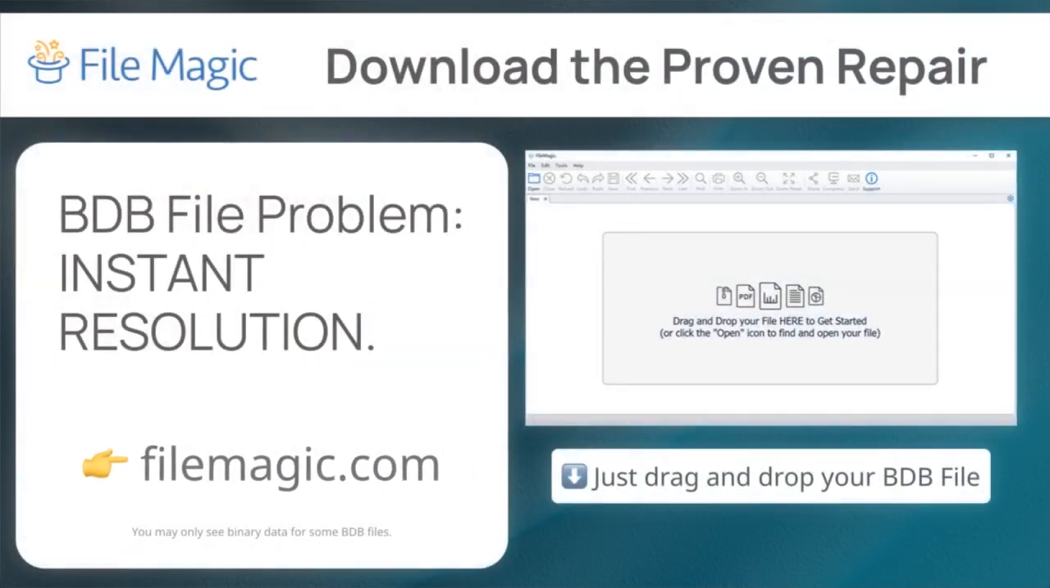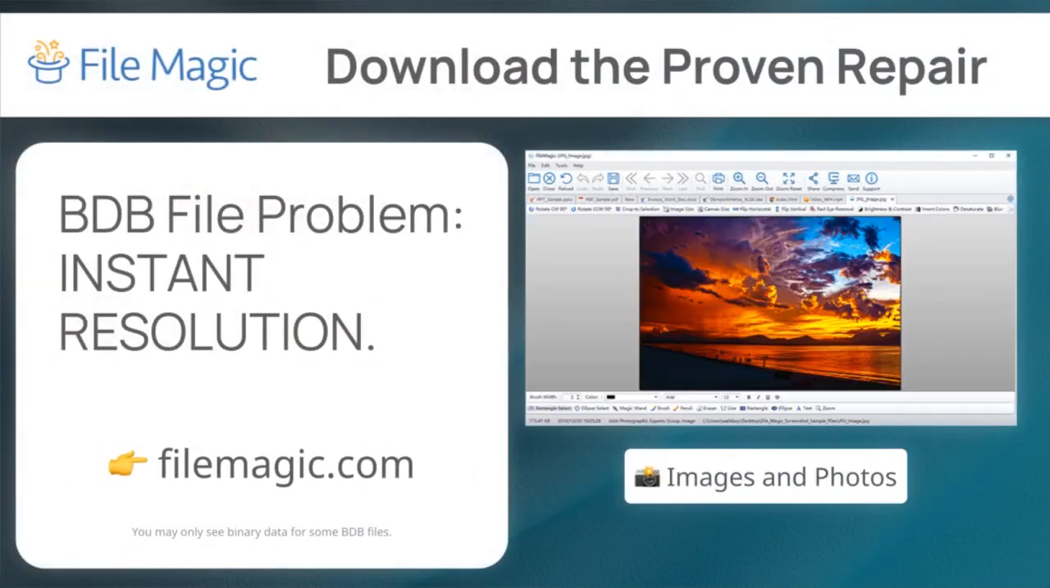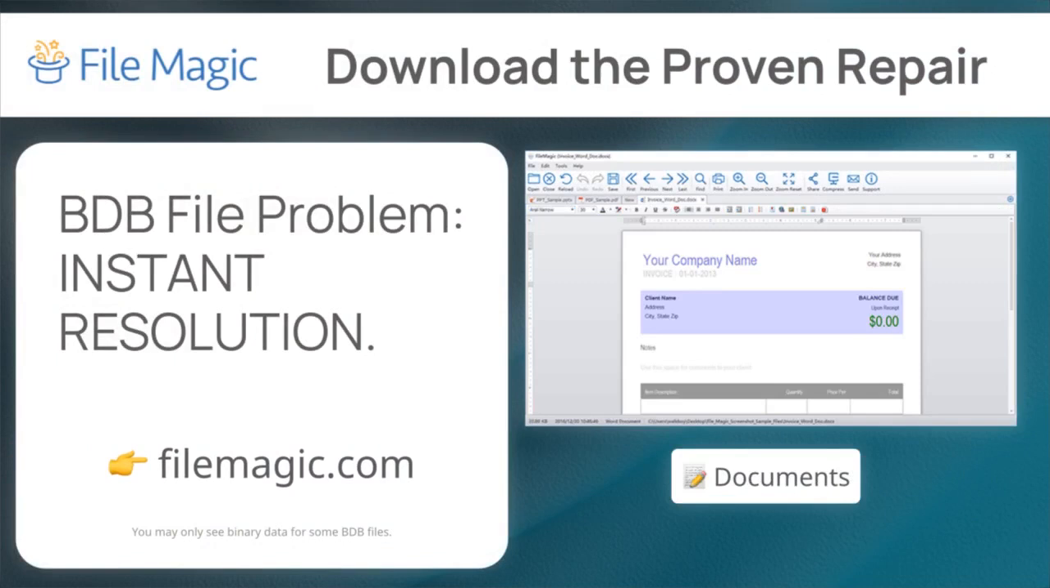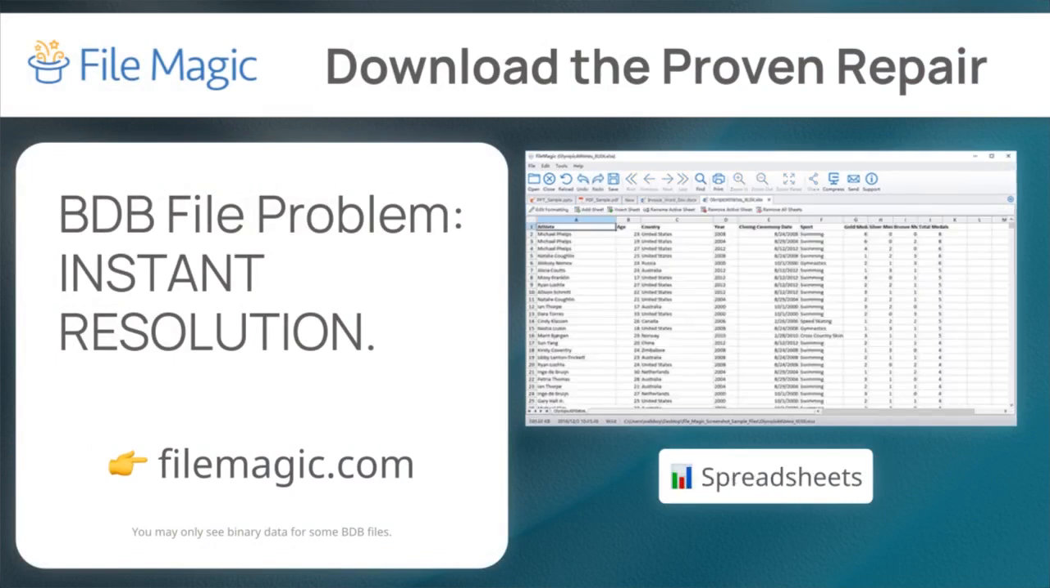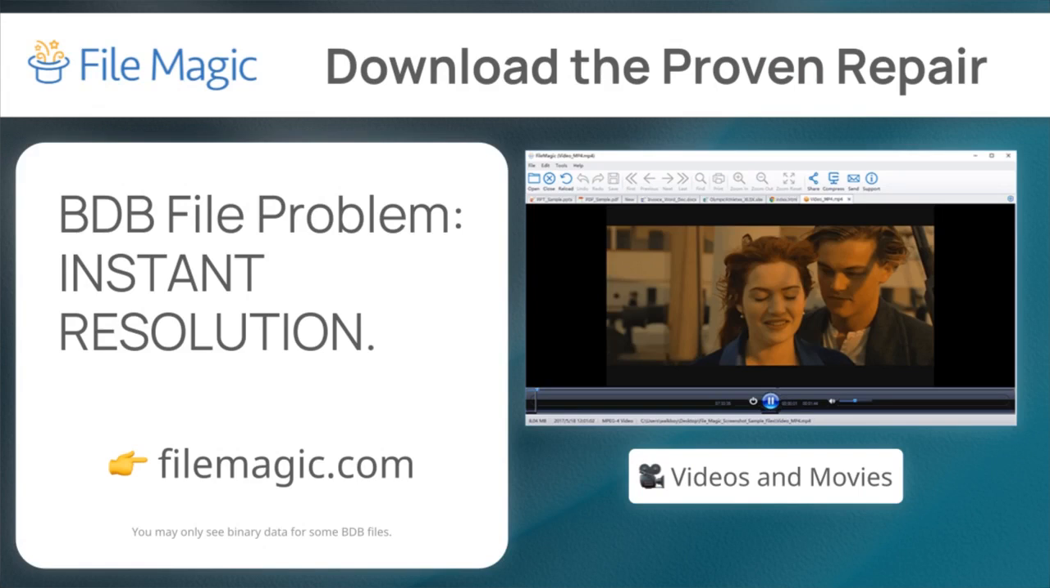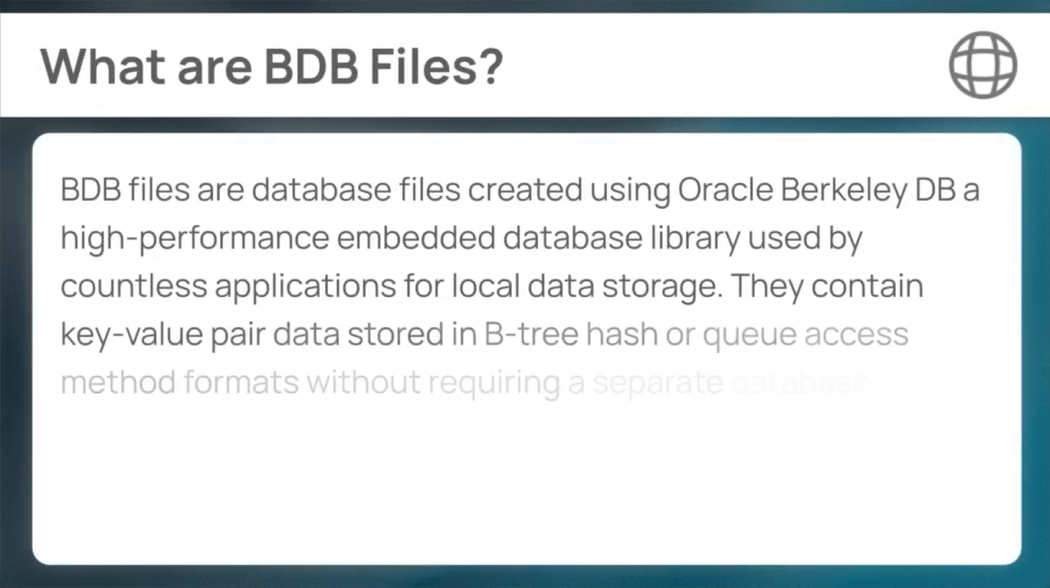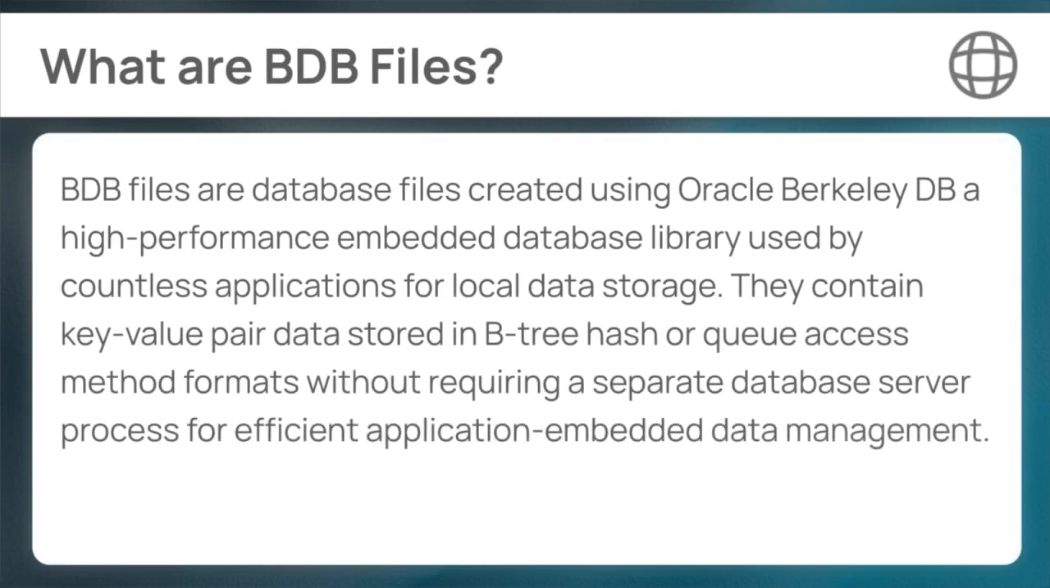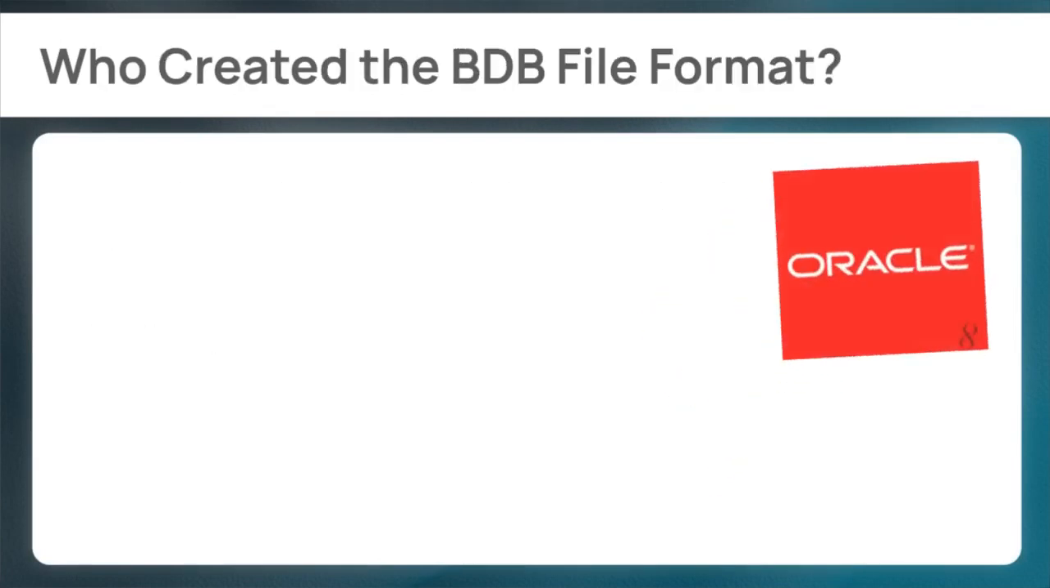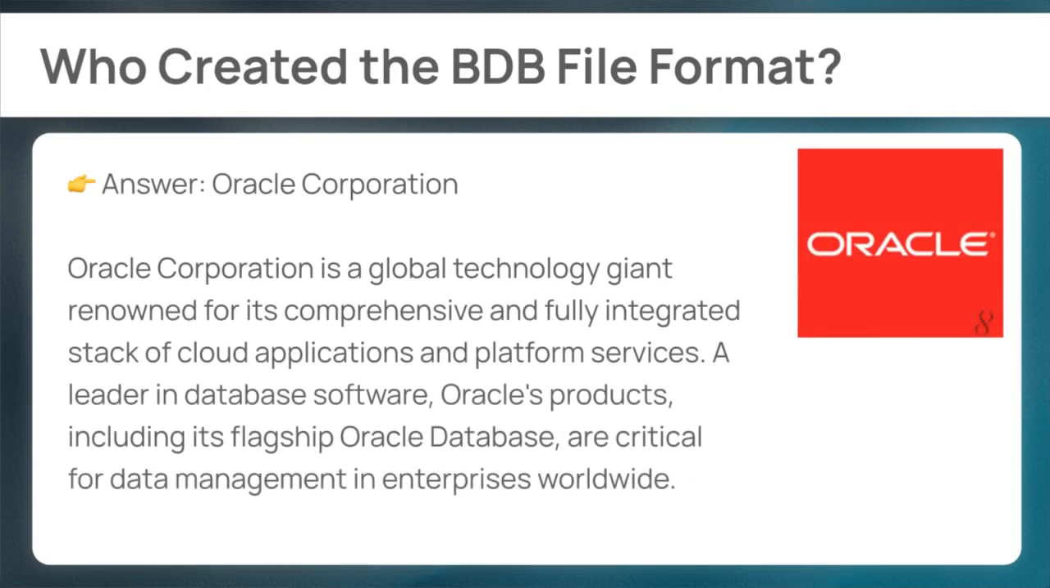Before we wrap up, I want to emphasize our final step. We will showcase how a single, robust BDB file inspection utility offers maximum efficiency by solving hundreds of file type issues. BDB files are database files created using Oracle Berkeley DB, a high-performance embedded database library used by countless applications for local data storage. They contain key-value pair data stored in B-tree, hash, or Q-access method formats, without requiring a separate database server process for efficient application embedded data management.